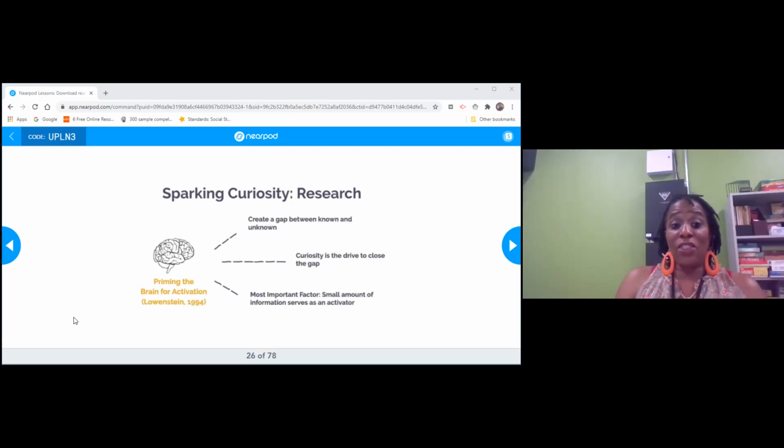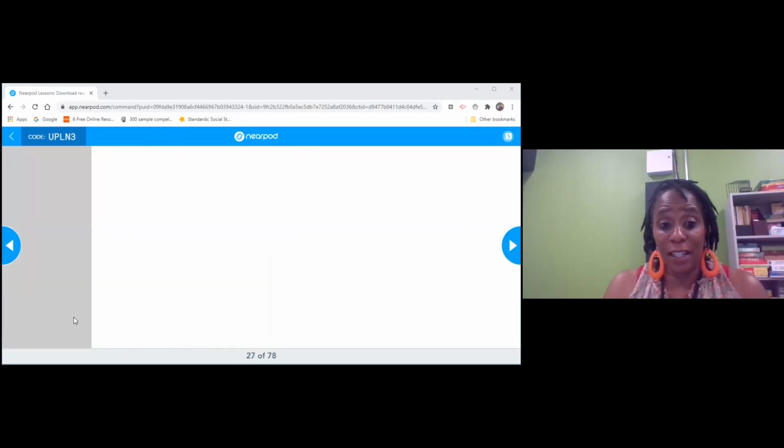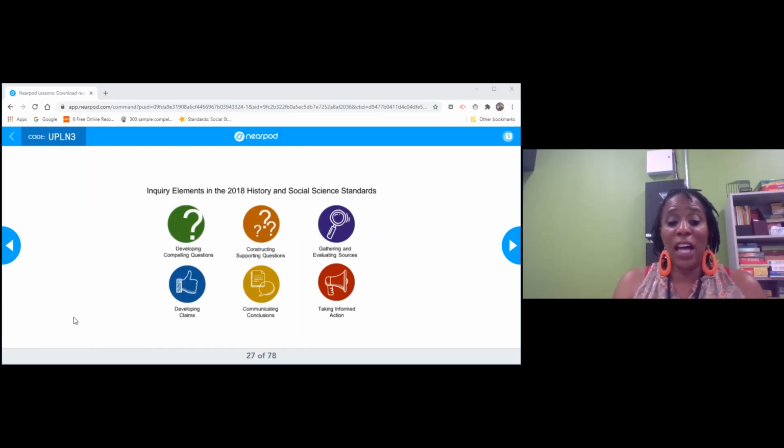If you go to the next slide, those are the elements of inquiry. It's not just an idea or a strategy. It's required to help our students have effective social studies experiences. And if we aren't using inquiry to teach social studies, then we're not meeting our standards. So there's the six elements of it: developing a question, supporting questions, gathering and evaluating sources. And my favorite part is taking an action. So when they put all these things together, they're able to take an action.